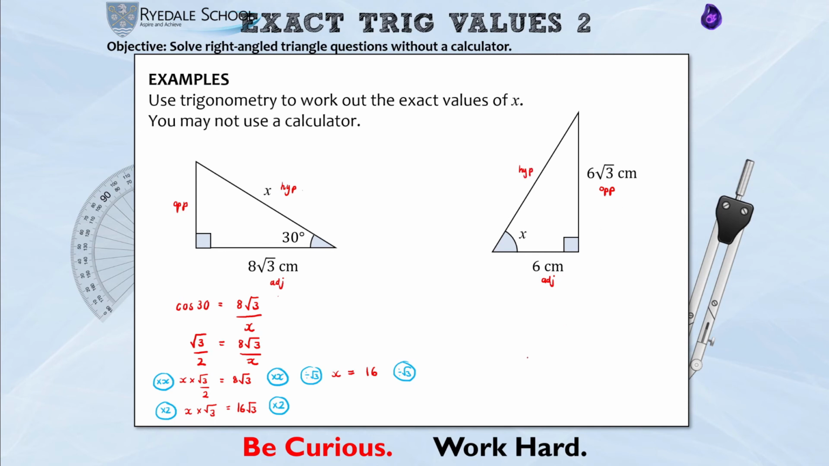So this is a tan question, and we know that tan of x must equal the opposite, 6 root 3, divided by the adjacent, which is 6. Well, 6 root 3 divided by 6 is just root 3. So we just need to ask ourselves, tan of what angle is root 3? That angle is 60 degrees.